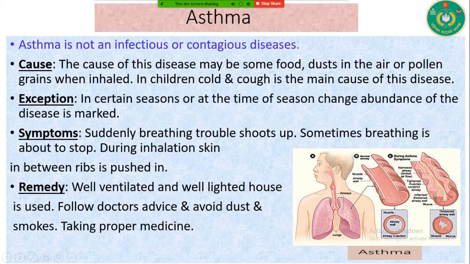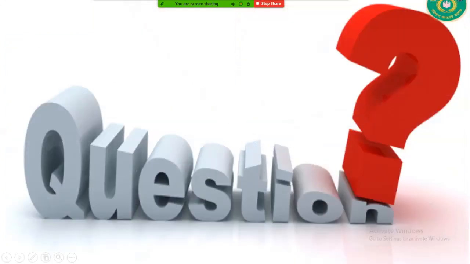Asthma's symptoms. Suddenly, breathing trouble shows up. Sometimes breathing is about to stop during inhalation. In between, a wheeze is heard. Remedy. A well-ventilated and well-lighted house should be used. Follow the doctor's advice and avoid dust and smoke. Take proper medicine. Okay, boys, look at the picture.